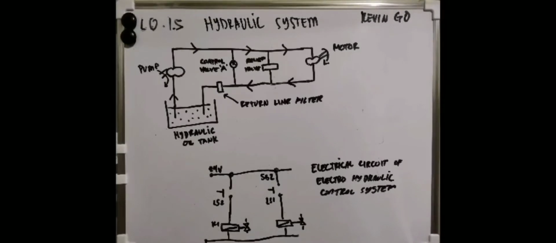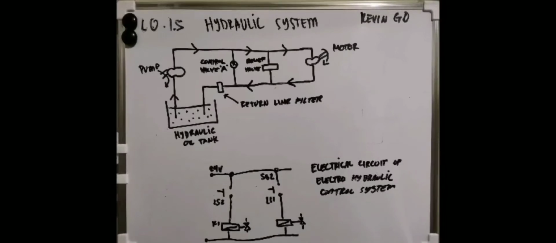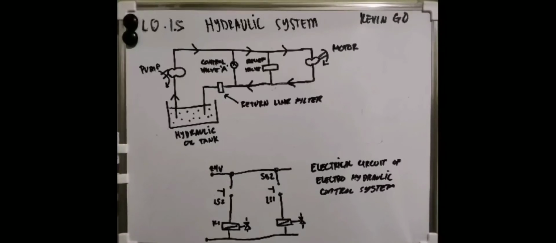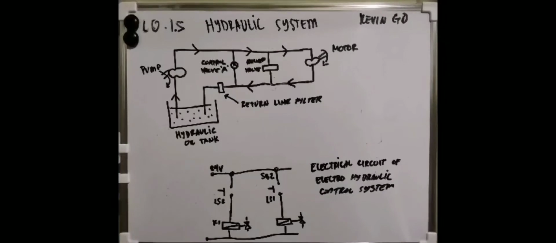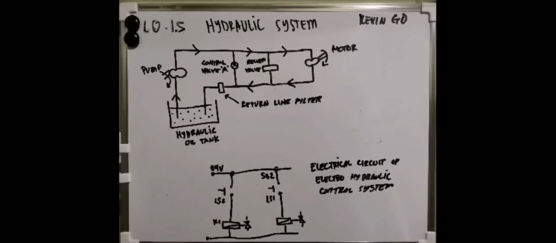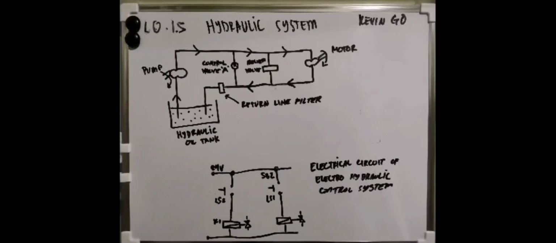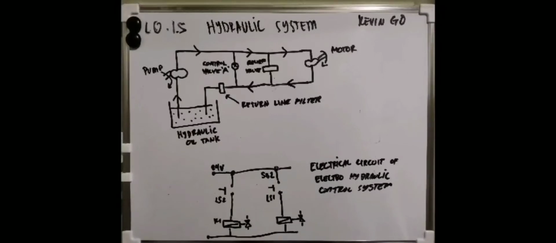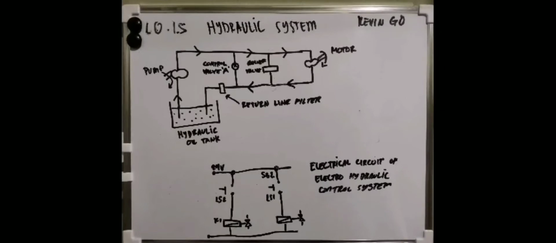to complete practical circuits. Also in the picture, we have the electrical circuit of the electro-hydraulic control system, which is 24 volts. Our source is 24 volts, and we have the outlet, which is the ground. And we have here circuit 1 and circuit 2. In circuit 1, we have start button 1, LS2 or limit switch 2, and solenoid K1. In circuit number 2, which is parallel to circuit number 1, we have start button number 2, LS1, and solenoid K2.